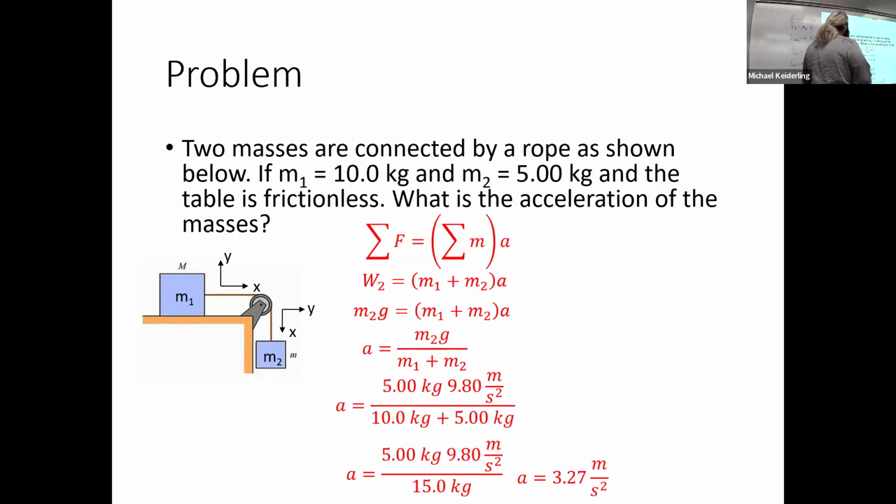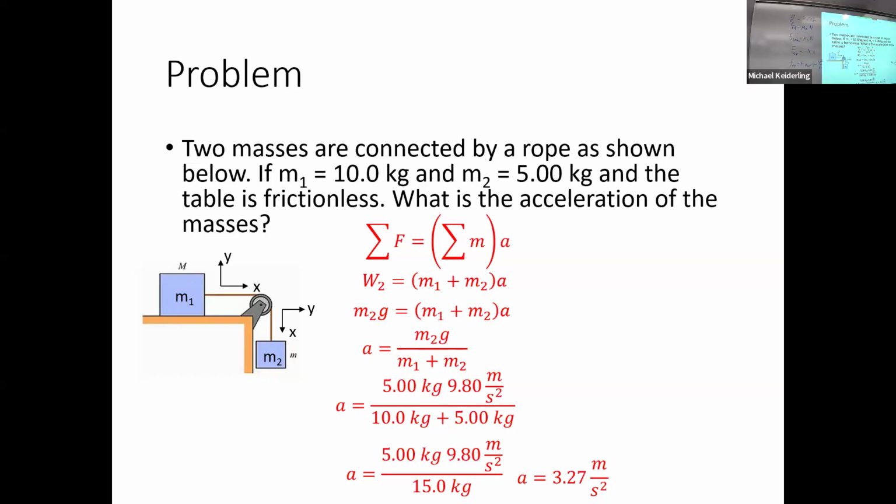Weight 2 is m2 times g. That's mass 1 plus mass 2 times acceleration. So acceleration ends up equaling mass 2 g over mass 1 plus mass 2. Or 5 kilograms times 9.8 meters per second squared divided by 10 kilograms plus 5 kilograms. So 5 kilograms over 15 kilograms times 9.8, which is 3.27 meters per second squared.